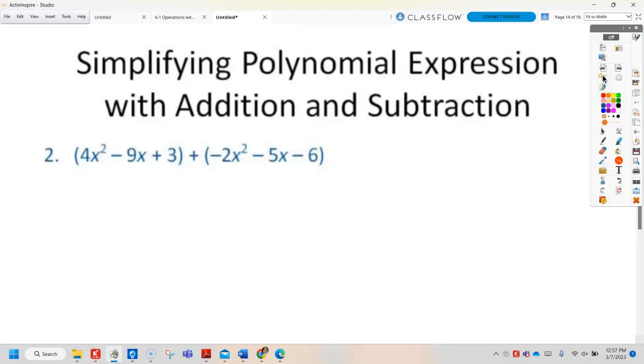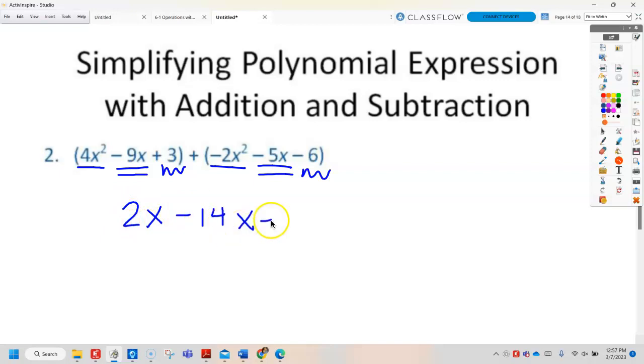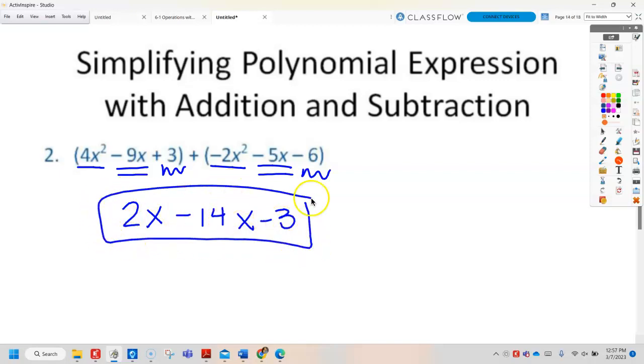If you have a plus sign, you can just imagine the problem without parentheses. So 4, negative 2, negative 9, negative 5, 3, negative 6. 4 minus 2, negative 9 and negative 5, 3 and negative 6. It is a quadratic. So it is a polynomial of degree 2.